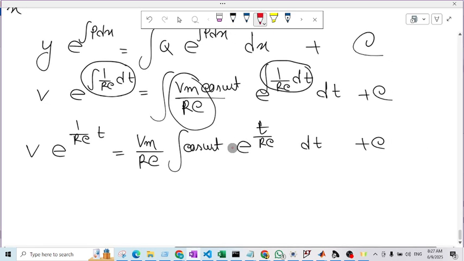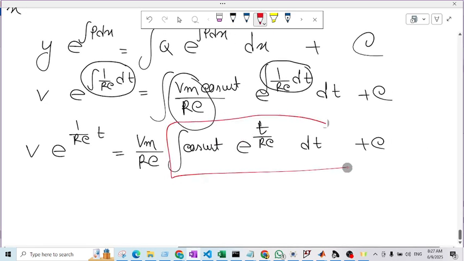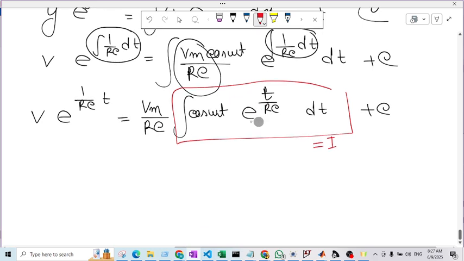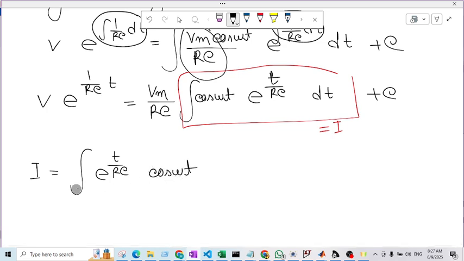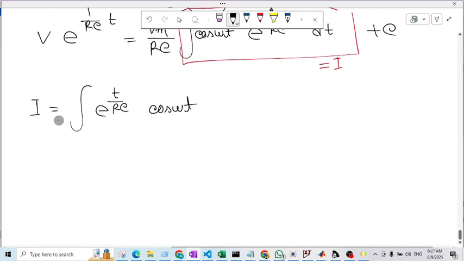Okay, now let's assume that this term inside the box is I, so I is equal to the integration of e to the power t by RC into cos omega t. So let's find the value of I and then put this I in this equation.